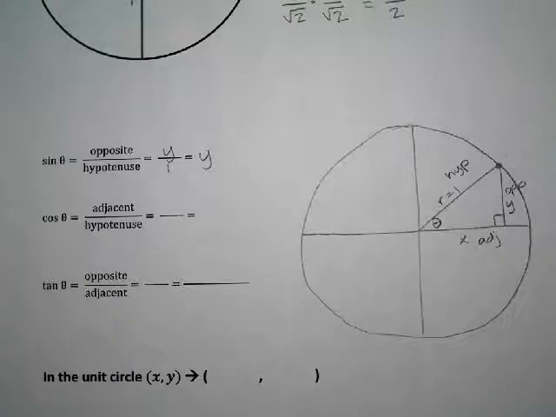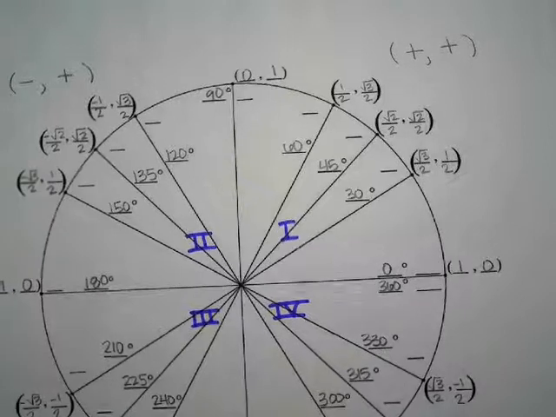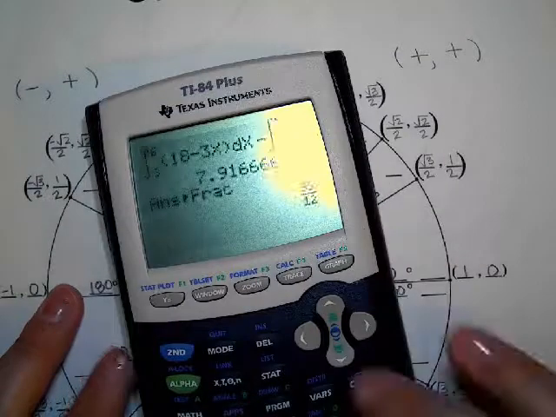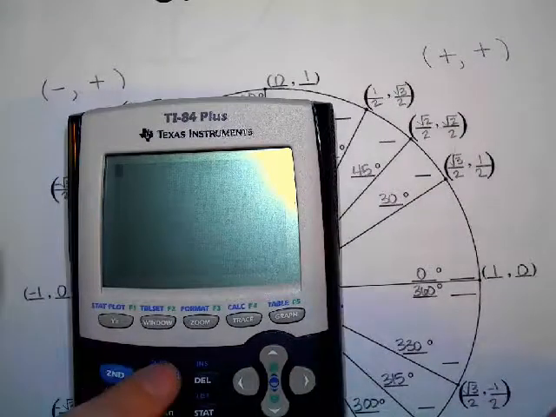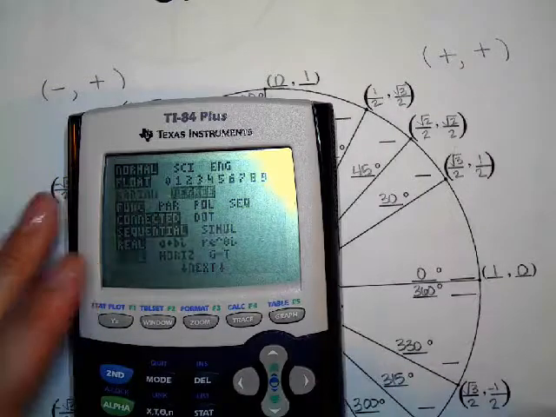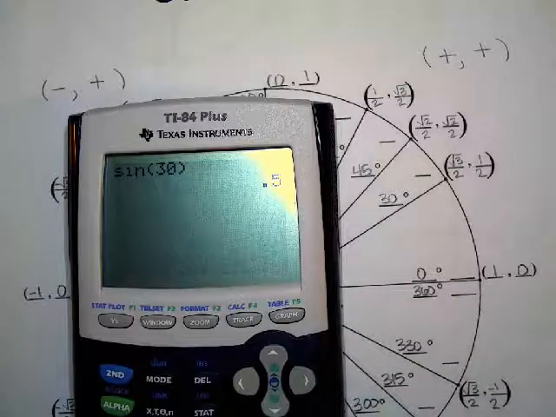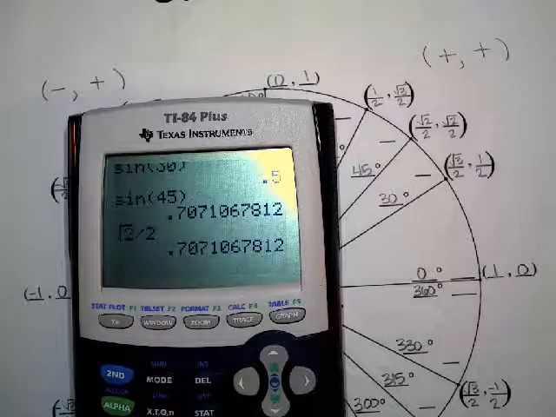Okay? So sine theta, what does theta stand for? The angle, right? Okay, so I'm going to blow your mind a little bit. Are you guys ready for it? Okay, so sine of the angle is the y coordinate. So if we go into degrees, sine 30 is 1/2. Sine 45 is root 2 over 2. Sine 60 is root 3 over 2.